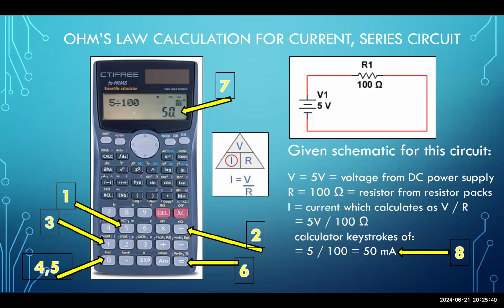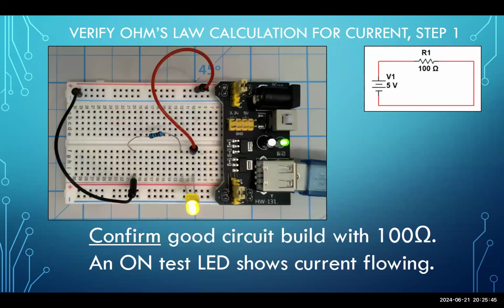Sweet. Now, we're going to verify all of what's going on here, and that is we'll build the circuit: a 5-volt source, which you have on your DC power supply, and a 100-ohm resistor, which you have many of in your kit. We've used this in the previous training videos, and you're going to build the circuit that we've done before.